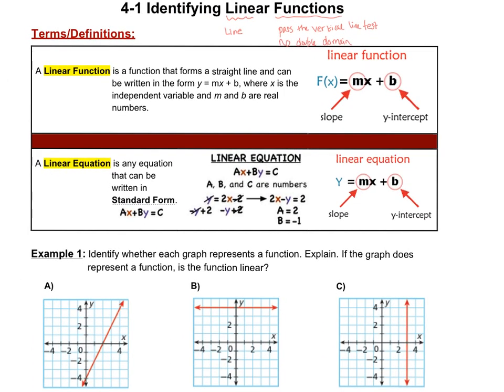So a couple things about a linear function. A linear function is a function that forms a straight line and can be written in the form y equals mx plus b, where x is the independent variable and m and b are real numbers. And so we'll be learning more about this in this chapter, but m is slope and b is y-intercept. Some of you might remember that from last year.